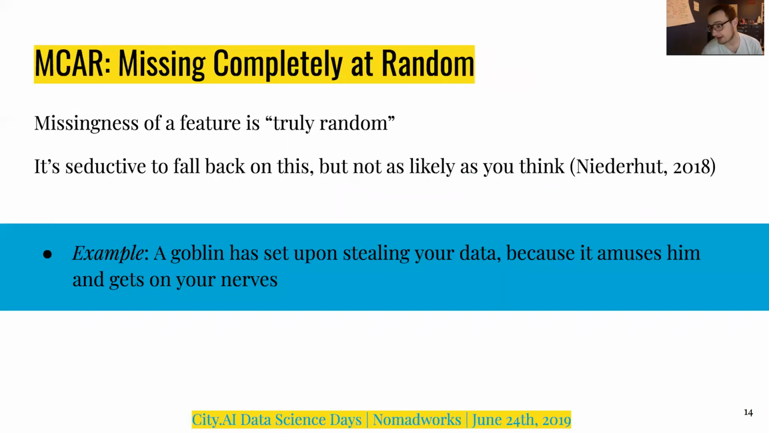So, missing completely at random. This is basically the last one. This is when the missingness of a feature is truly random. There's a pretty high bar. There's a pretty high burden of proof here. I really don't understand it. It's above my pay grade, frankly.